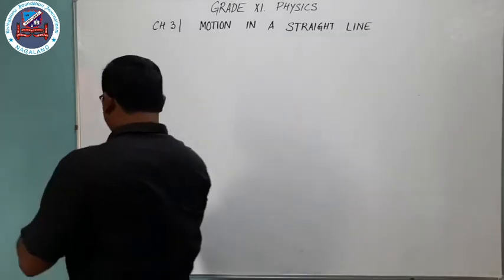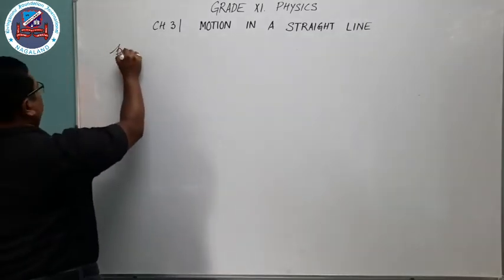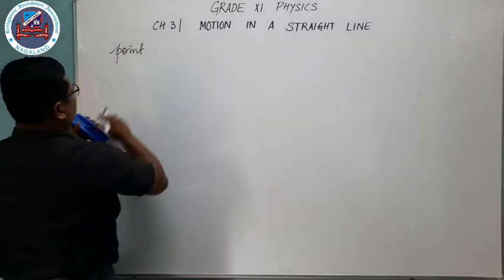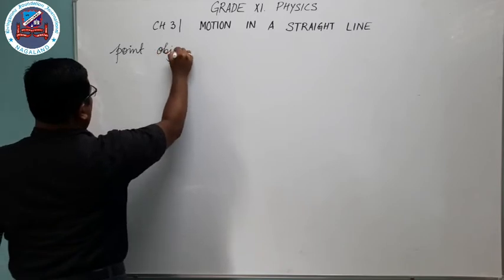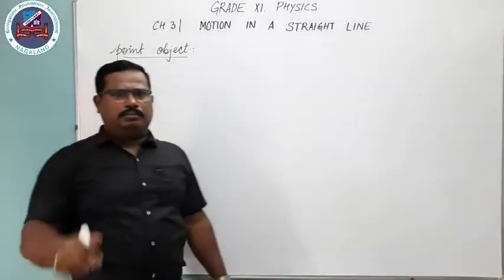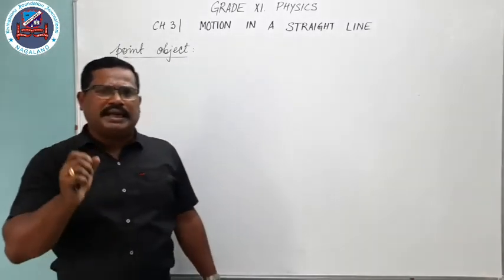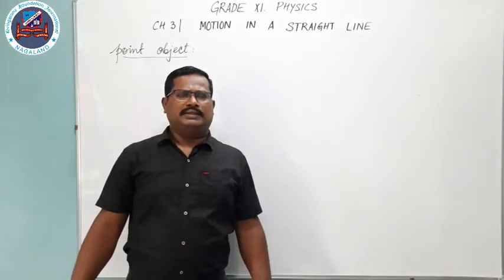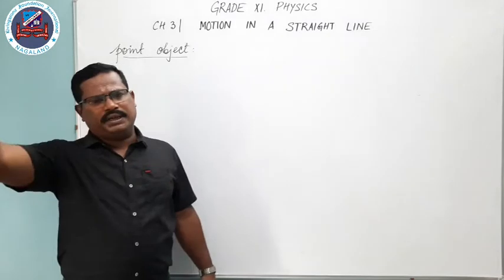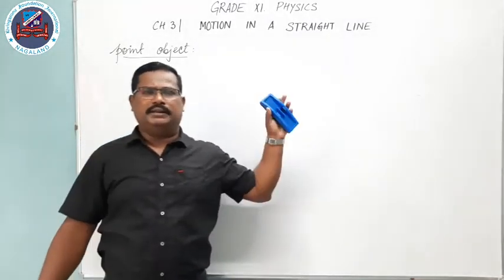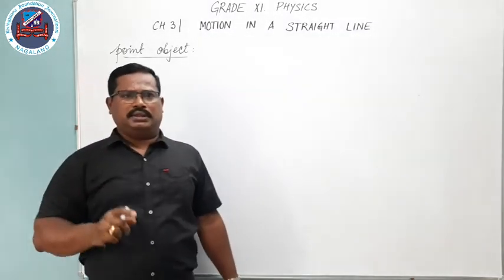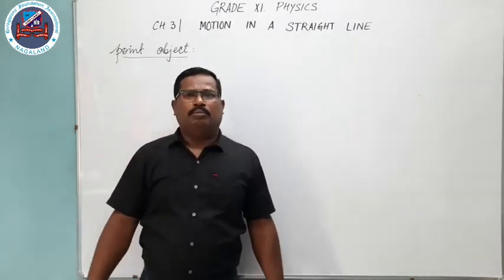Now let us learn one term called point object. In physics, you come across this point object. A point object is that object whose size is very, very small as compared to the distance it travels. If the distance traveled is very far, suppose from here to Delhi, from Dimapur to Delhi, and you are going to travel by a train, so the train can be considered as a point object.